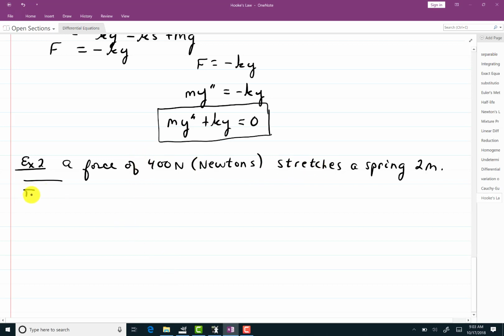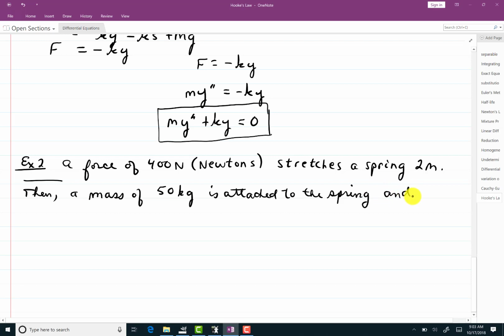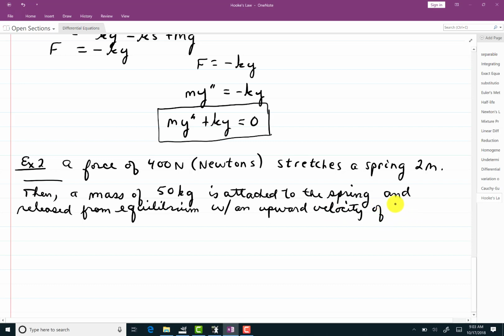So then a mass of 50 kilograms is attached to the spring and released from equilibrium with an upward velocity of 10 meters per second. Determine the equation of motion.